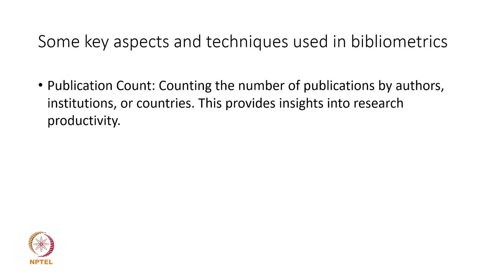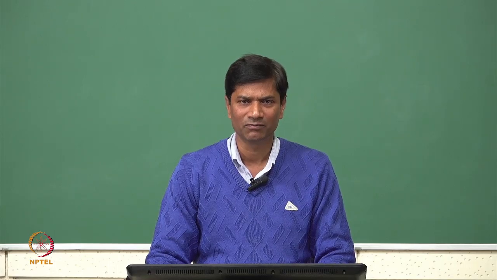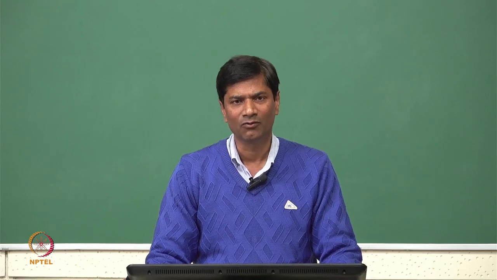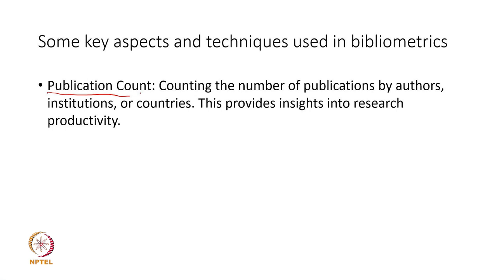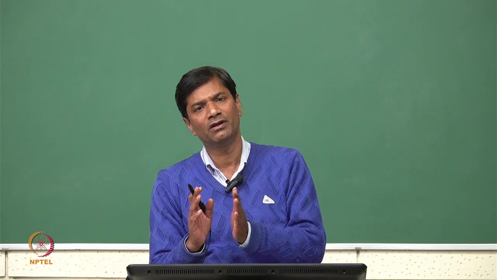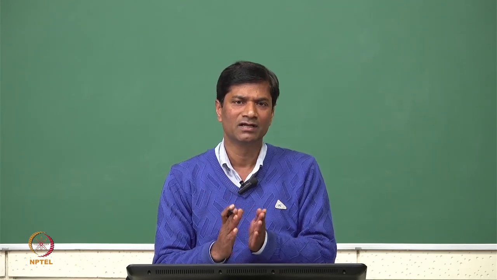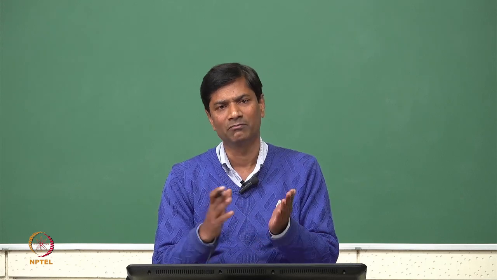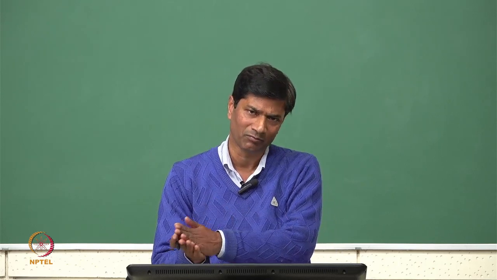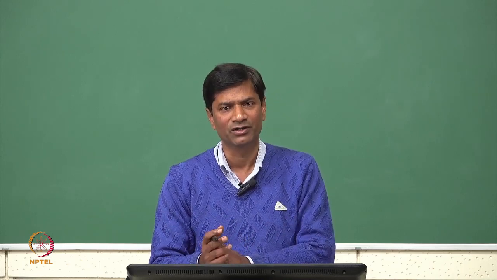Some of the key aspects used in bibliometrics are publication count. I am not going to discuss in detail, but I am just going to give a glimpse of how they work, what they are, and what their scope is in bibliometrics. Publication count, as the name indicates, is counting the publications, and publications can be counted by the name of the author, by the name of the institution, by the name of the country. Hence, publication count provides an overview of the publications of a country, or by a particular author, or of that particular institute.